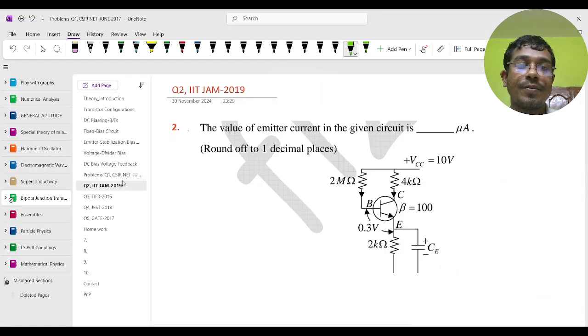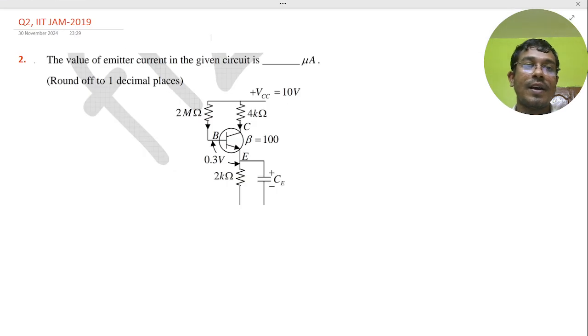Going ahead, our next problem is from IIT JAM. Basically the value of the emitter current in the given circuit is how many microampere. This is our circuit, you just look at it, and we discuss this emitter biased circuit, and you have to find the emitter current IE.